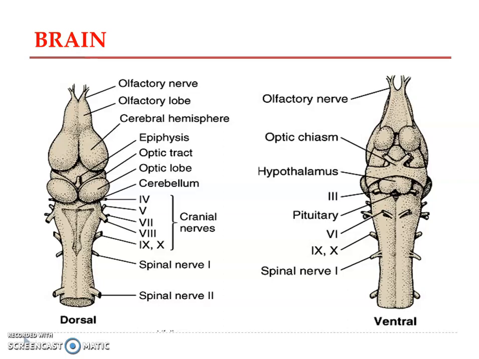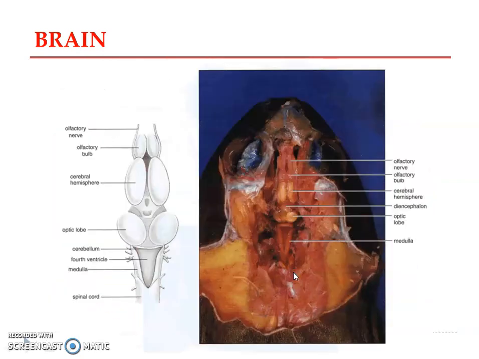I hope it is clear till here. Okay. So these are the main parts of the brain. Here you can see the dissected part. You can see the olfactory nerve, the olfactory lobes, or olfactory bulb. This is the cerebral hemispheres, very clearly seen. Here you can see the optic lobe, and this part is the medulla oblongata. So this is the dissected part of the brain. The whole brain is dissected open to be seen here. I hope it is clear.